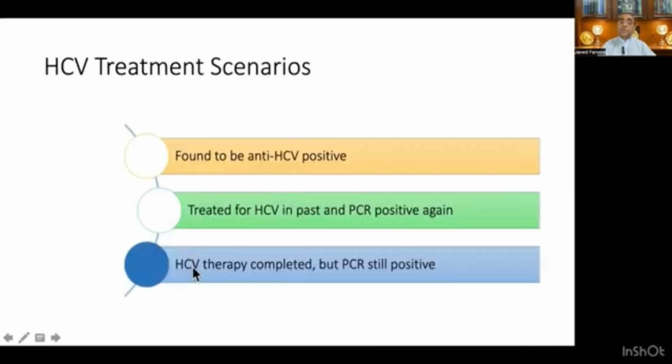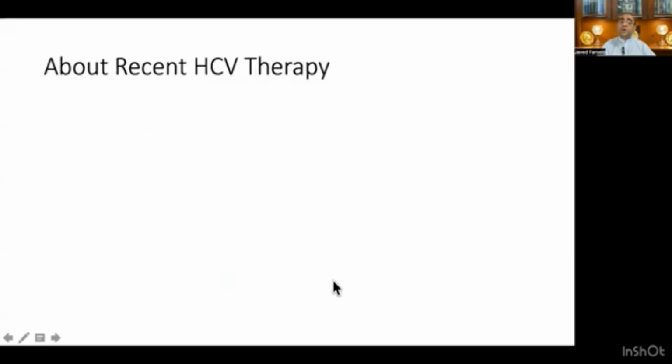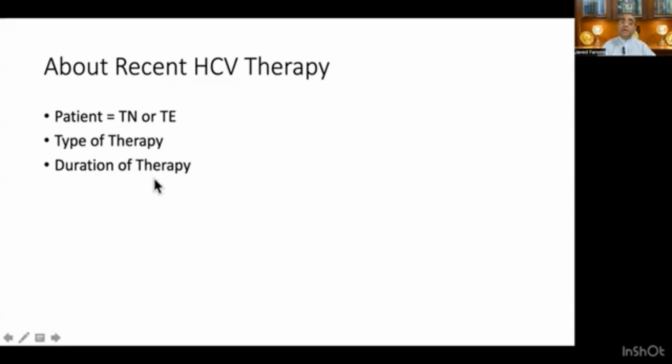Now coming to the third scenario, the pre-AVT workup. If the patient has completed the HCV therapy but PCR is still positive, what to do in such patients? It is very important to know whether, before this recent antiviral treatment, the patient was treatment naive or treatment experienced, what type of therapy the patient completed, for what duration, whether the patient was adherent to the therapy or not, and what the generic name of the drug was.